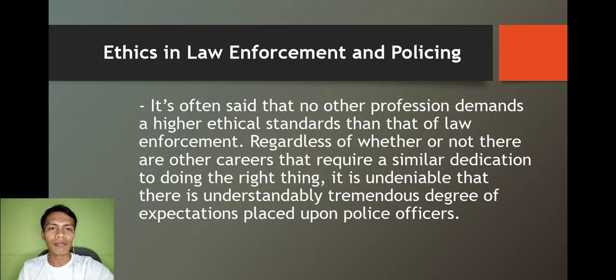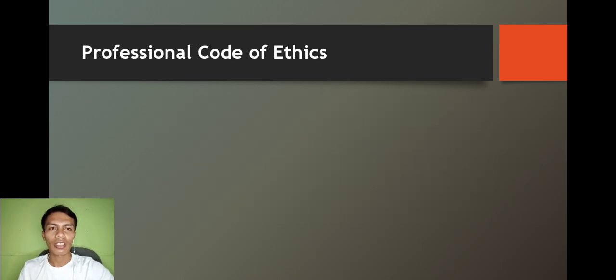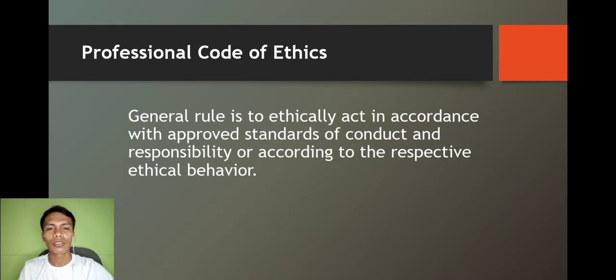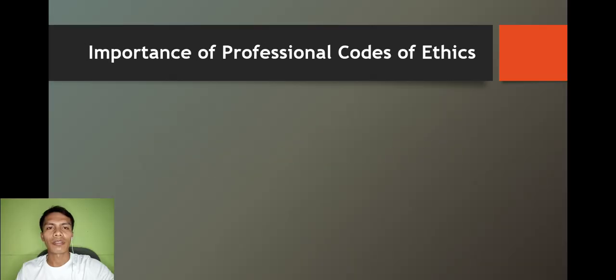So next, the professional code of ethics. So the general rule is to act ethically in accordance with approved standards of conduct and responsibility, or according to the respective ethical behavior. So that is the general rule, that we must follow the approved standards of conduct. That is our responsibility, that we need to follow what is ethical behavior.